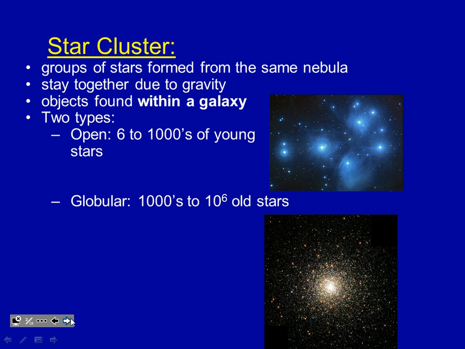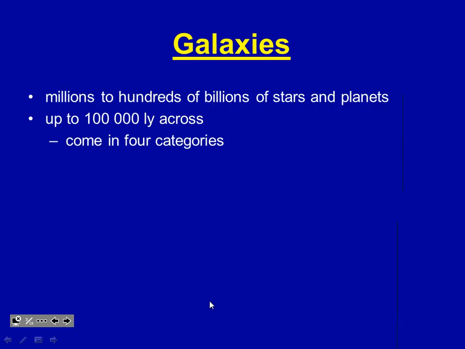All right, so we're going to continue to zoom out, and that then brings us to galaxies. So now we've zoomed way out. And we are talking about massive structures with millions to hundreds of billions of stars. And we now know that many of those stars contain planets. So stars and planets and all kinds of things in there.